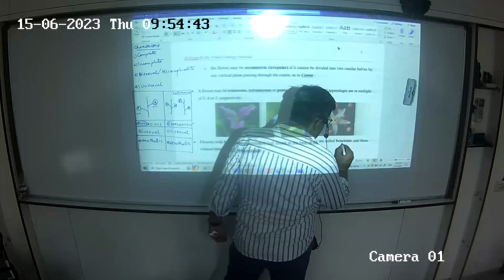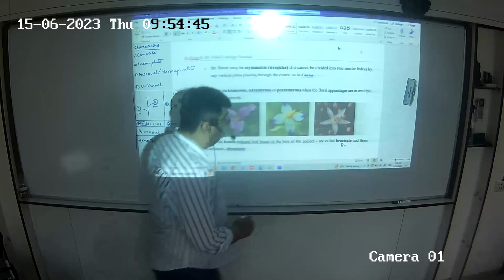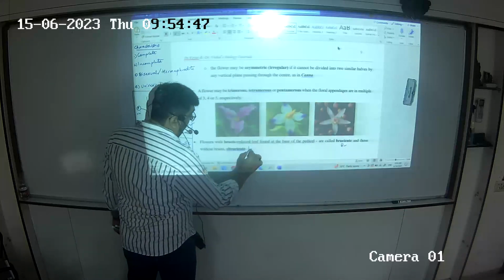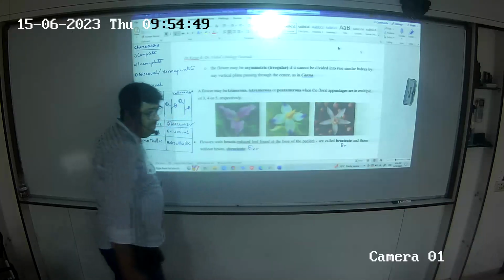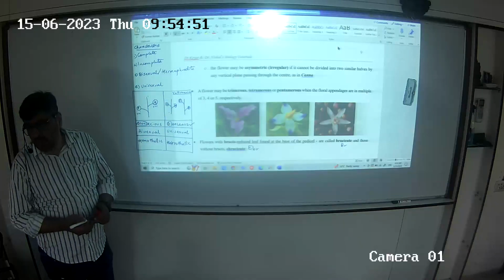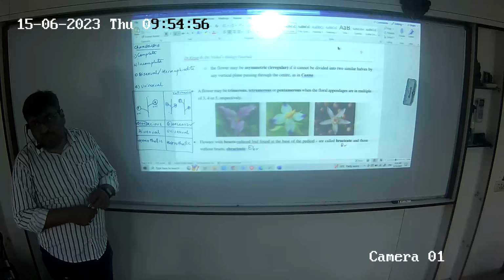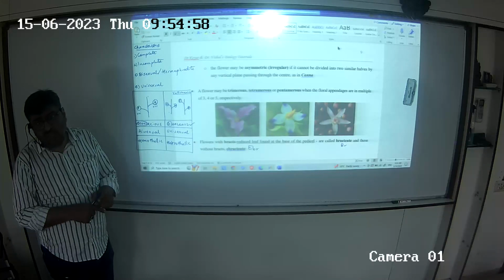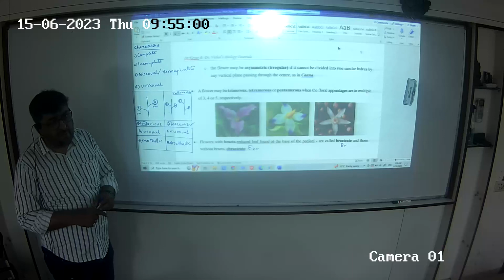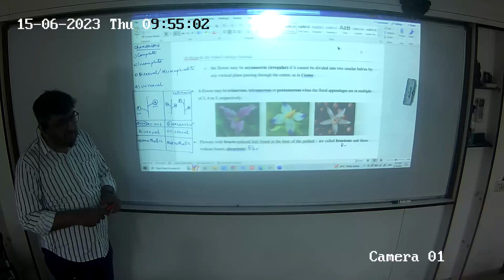Bracteate, BR. Ebracteate, EBR. That is the symbol. Right? All the symbols are important, please. These symbols will be useful at the end of the chapter. And we want to construct something major out of this.